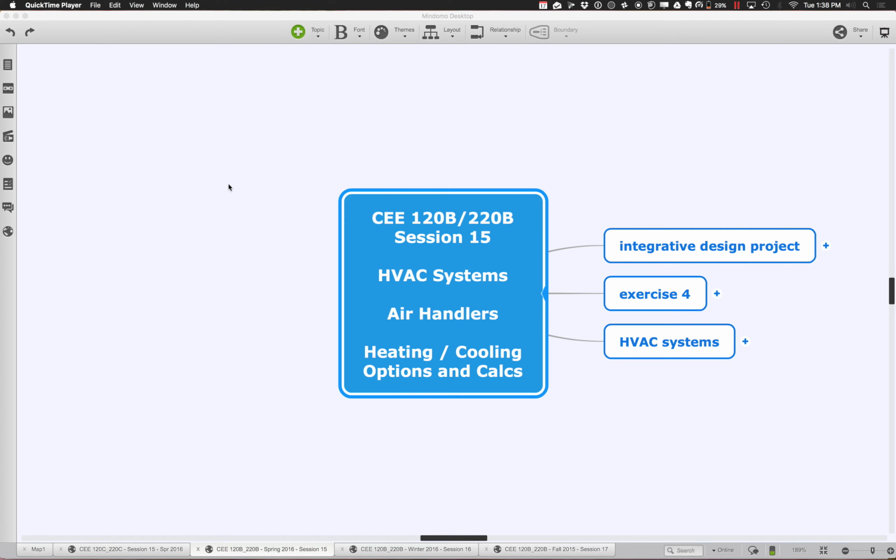Okay, so welcome back for session 15 of 120B to 20B. Today we're going to continue talking about HVAC systems, and in particular, start talking about air handlers and heating, cooling loads, and how we use Revit as a tool to help us calculate some of those things. We'll also think about different heating and cooling strategies, because you really have a lot of options available to you.